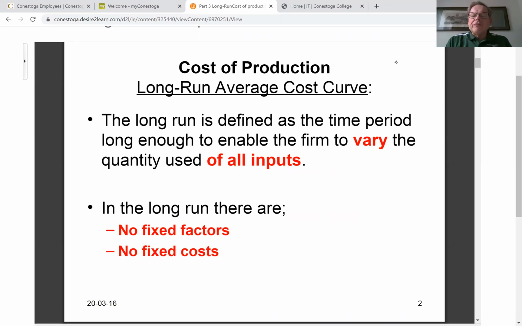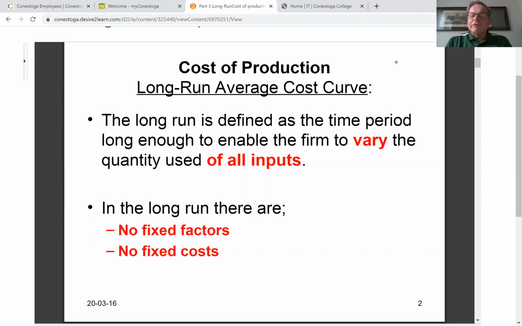So the long run is defined as the time period long enough to enable the firm to vary, please highlight that word in your notes, the quantities used of all inputs. Your notes are all found in the handouts in your Econestoga notes material from March 16 onwards. In other words, this is the planning stage of the company. The long run is where the company plans.